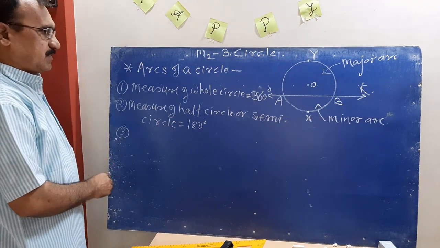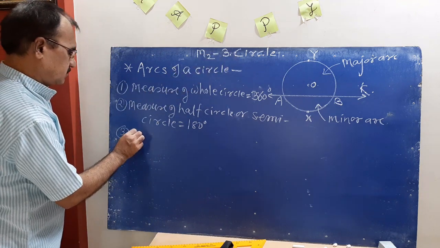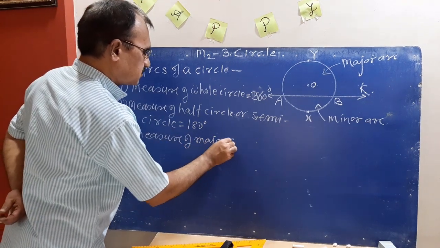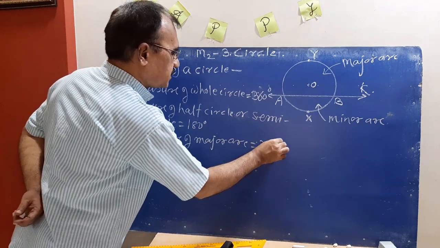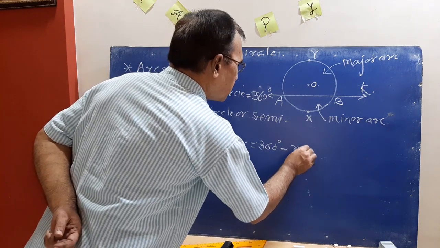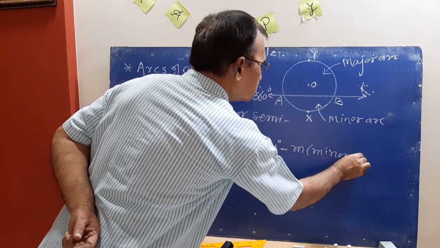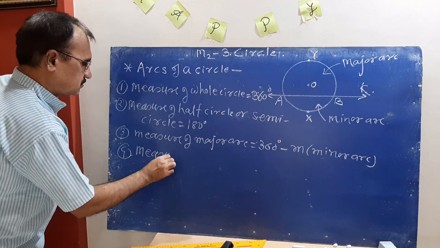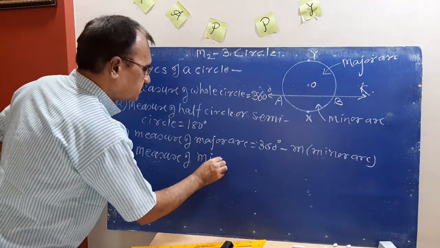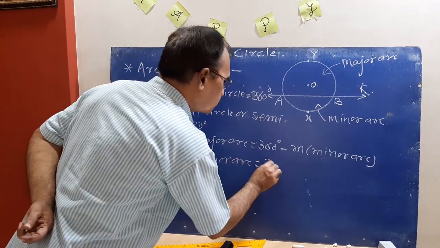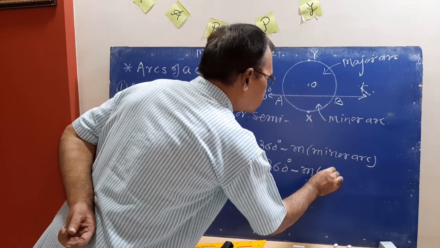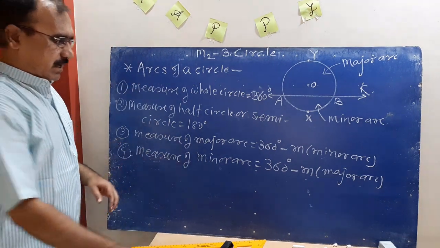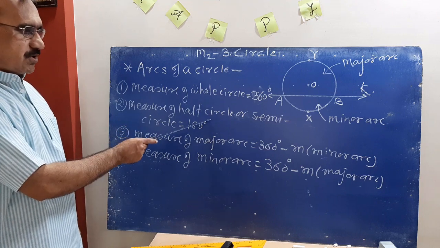And now the third one: the measure of major arc is equal to 360 degrees minus the measure of minor arc, or the measure of minor arc is equal to 360 degrees minus the measure of major arc. This is already known to you.